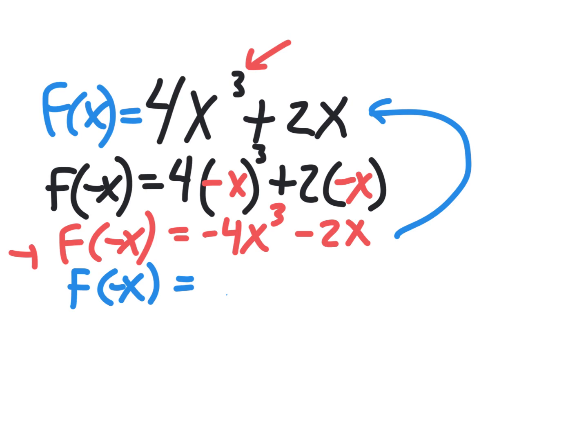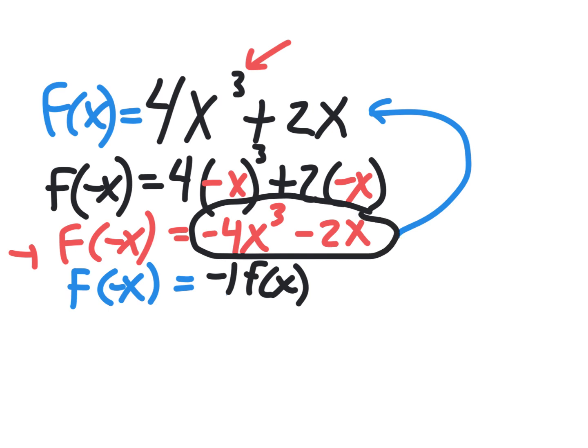So this is the proof line for odd. -1 f of x. Now look at it. Does it look like there was a -1 that got distributed into this? Yeah. I agree. So this thing's odd. That make sense to you guys? Okay, that's called proving that a function is odd.